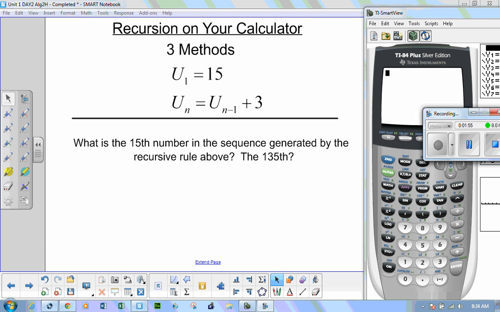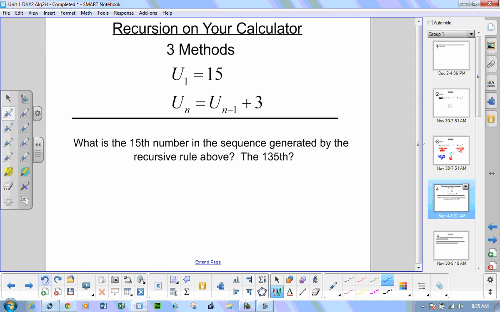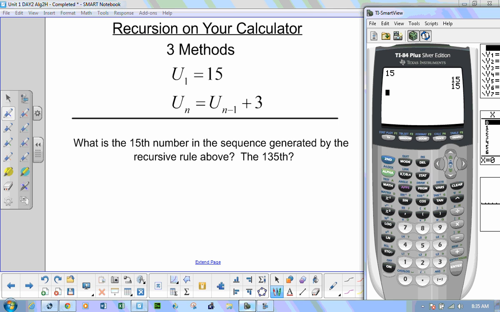So I'm going to show you 3 different methods for this, and you need your graphing calculator. The first of which is the very most straightforward method. It's to enter the initial value on your calculator and hit enter. Now we examine the recursive rule: what we want to happen recursively is to add 3 to the previous value to generate the next value. So to do that, we simply add 3 by hitting plus 3 on our calculator.